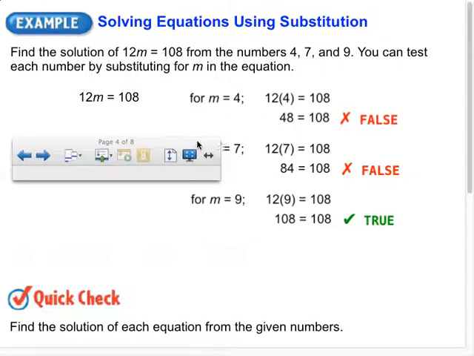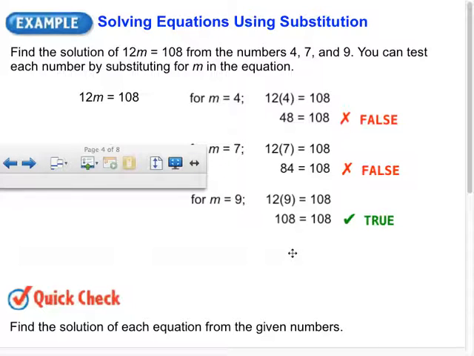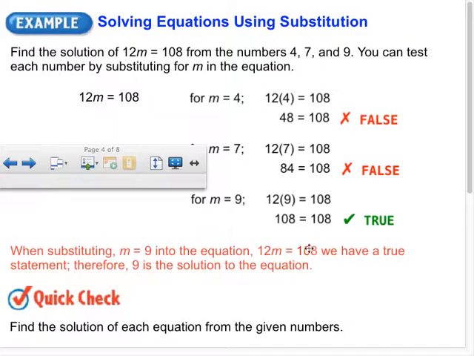That is true. Because when m is substituted with 9, we get 12 times 9, and that is 108, and that's a true statement. That means 9 is a solution to the equation.